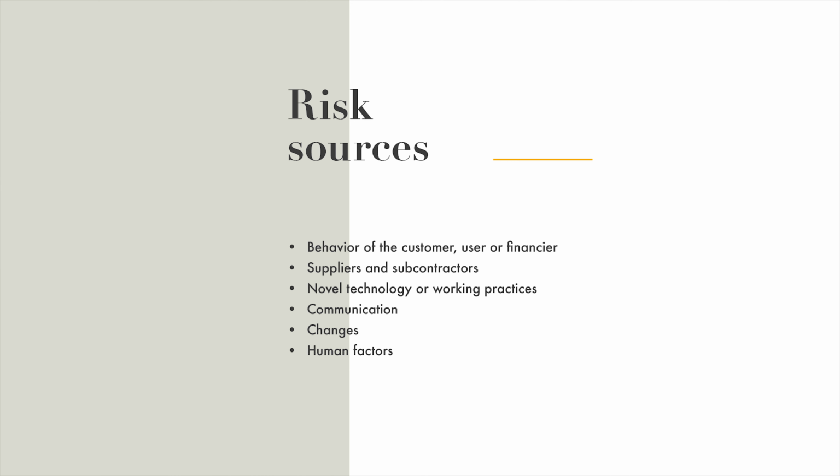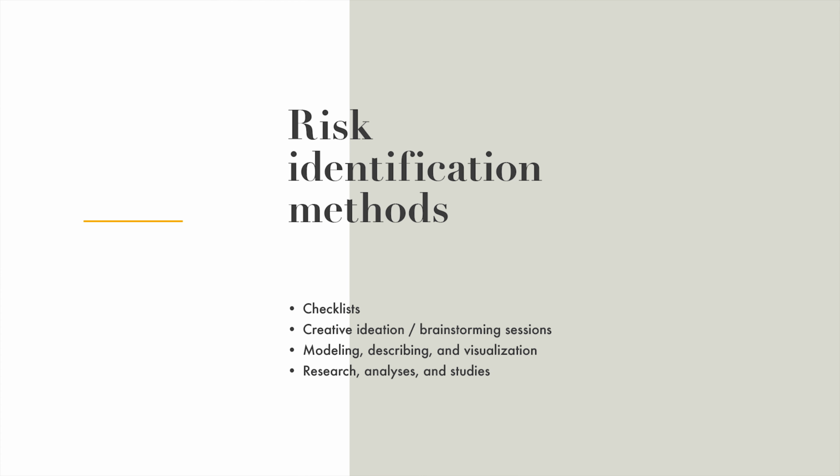Human factors often come to play as well. Some individuals do not work well together. Some project team members may be overly optimistic or lacking in competencies. Four types of methods are often used for identifying risks. Checklists based on experiences from previous projects are utilized.